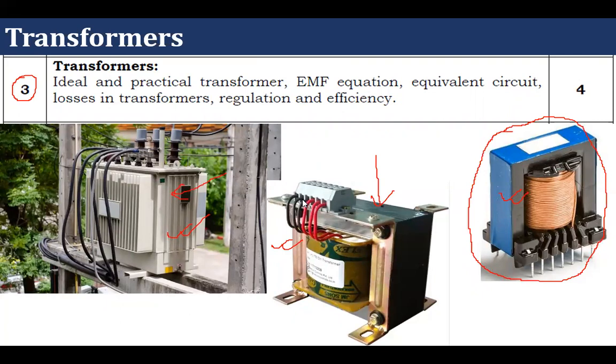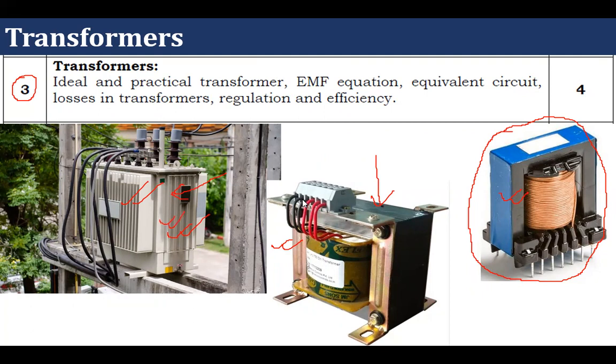Here the iron core is not visible, because the core with the winding is dipped into the oil just for cooling purposes. This is the outer tank.